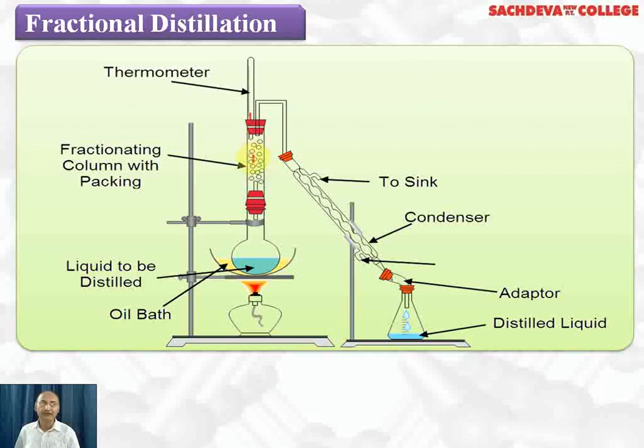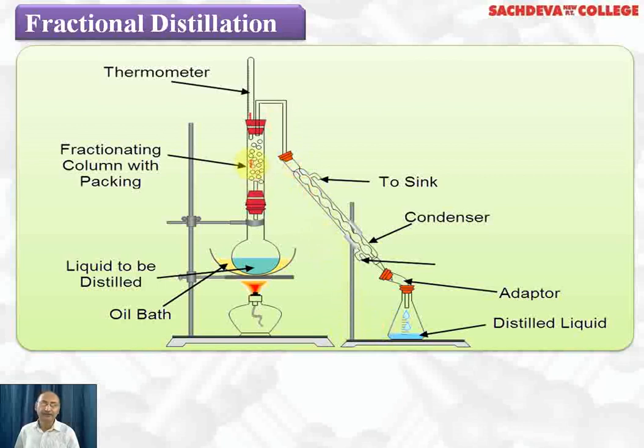After that, suppose you have two components, one has a boiling point of 78 degrees centigrade, the other component has a boiling point of 80 degrees centigrade. So first the 78 degrees centigrade vapors will reach this thermometer and will show the temperature 78 degrees centigrade. And these vapors will pass through this side tube and reach the condenser. They will get condensed and we will get the distillate in this flask.